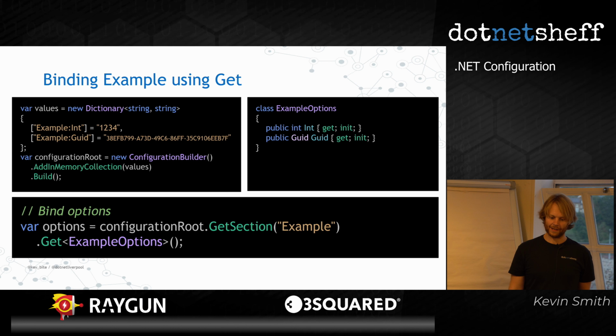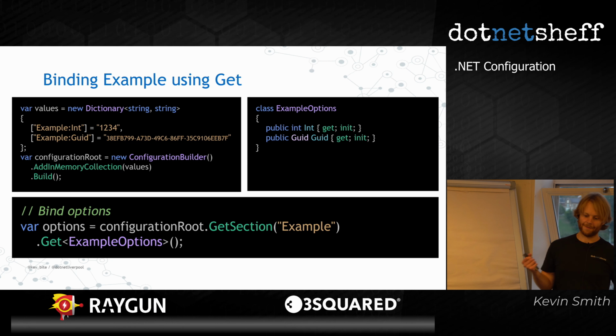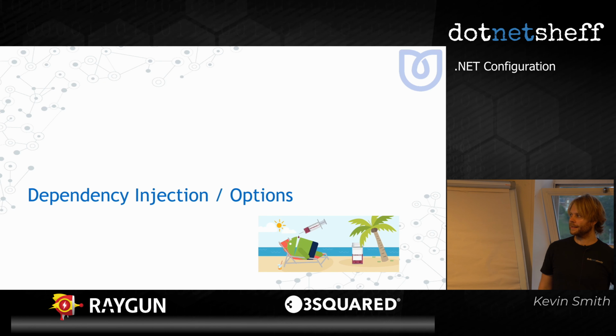And then the last one, we can also use get as well. So if we get a section from the configuration provider, so we get Twilio, and then we call get on it with the type of our object, it'll instantiate it for us and then bind all the properties to it and pass back the object as well. So that's how we can do that.